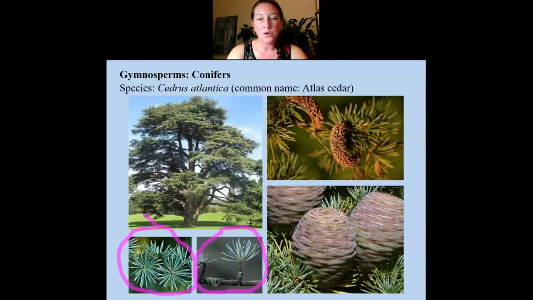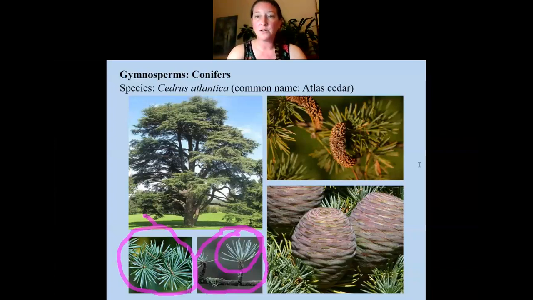In the case of the Atlas cedar, the needle-like leaves are grouped together in what we call a fascicle. So here is an example of a fascicle. Here, I'll write it. Just give me 1 second, I just want to make sure I spell it right. What I just circled is called a fascicle.